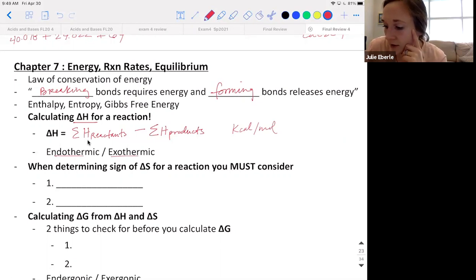Endothermic, exothermic. You guys remember which one's which? Endothermic, is that a positive or a negative delta H? If I have an endothermic reaction, that means I have a positive delta H overall. Exothermic is negative delta H overall.